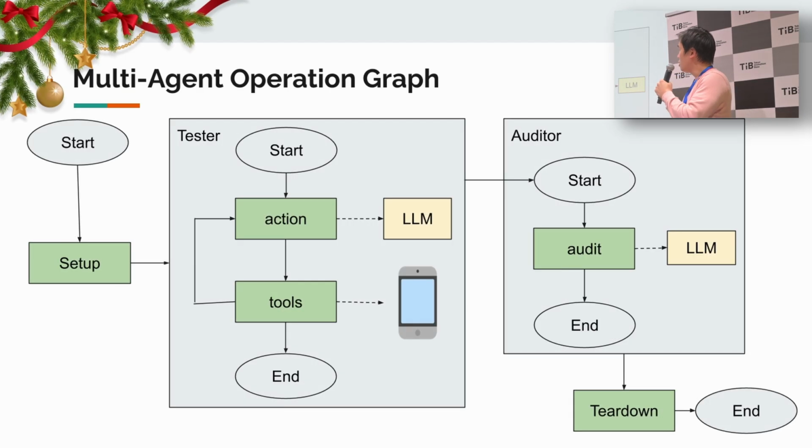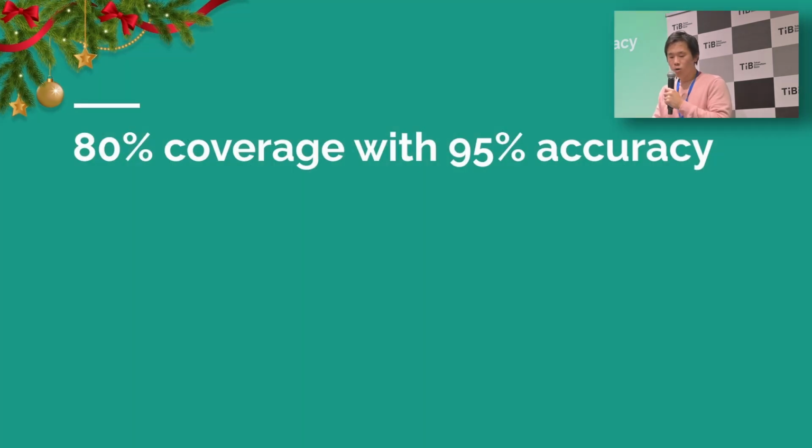This is basically the multi-agent operation graph that we have so that we'll be able to run the test and then execute the auditing and make sure that the accuracy of these tests are good. With this model, we're able to increase our accuracy. So right now we are able to have a coverage of 80% and 90% of accuracy.